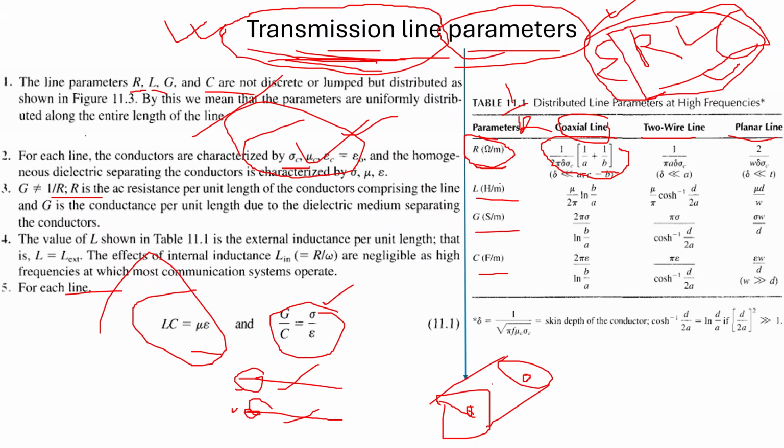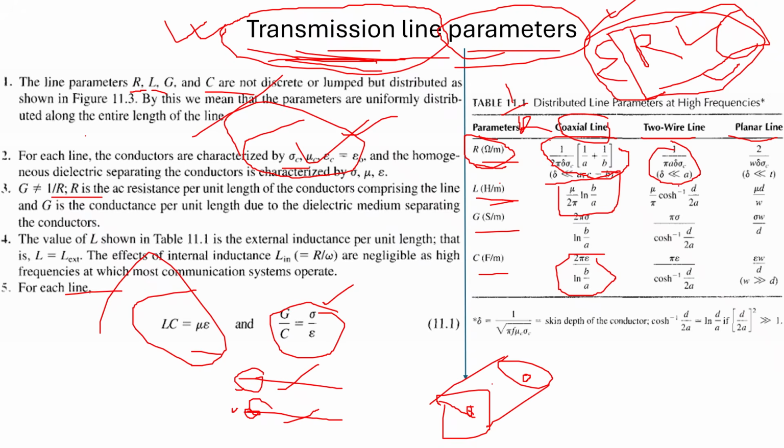So by replacing these A and B, the transmission line parameters, we are replacing the value of R. Similarly, inductance can be replaced by mu by twice pi ln B by A. Similarly, C also can be replaced, right? See, this is the coaxial line. Similarly, we can replace the two wire line by this length.